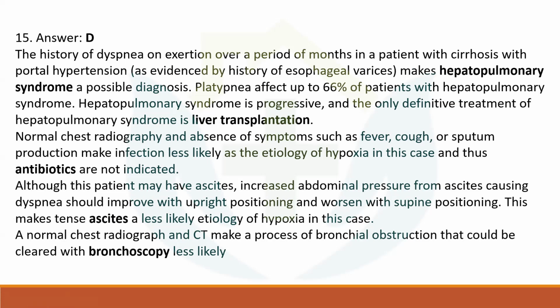The platypnea that was given is a very important clue. The history of dyspnea on exertion over a period of months in this patient with cirrhosis with portal hypertension makes hepatopulmonary syndrome a possible diagnosis. Platypnea affects 66% of the patients with hepatopulmonary syndrome. Hepatopulmonary syndrome is progressive and the only definitive treatment is liver transplantation. So it was hepatopulmonary syndrome, the clue given was platypnea, and the treatment for it is liver transplantation. Other options, I don't think they are much important. It was a very clear-cut question.